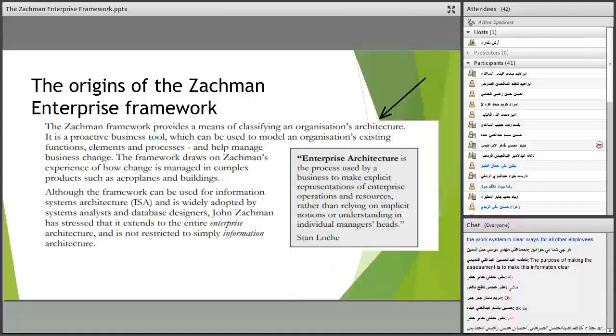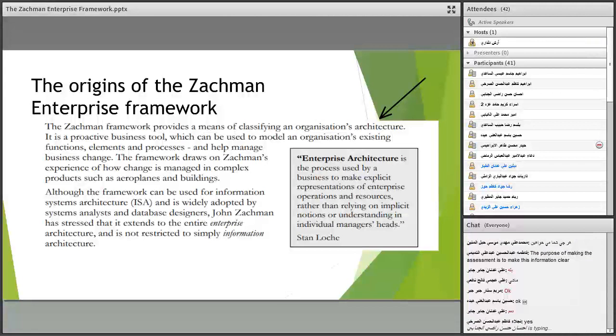So we are intending to classify an organization or an enterprise's architecture. We are going to model an organization's existing functions, elements, and processes.